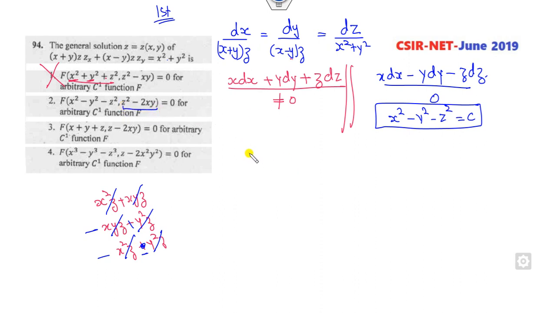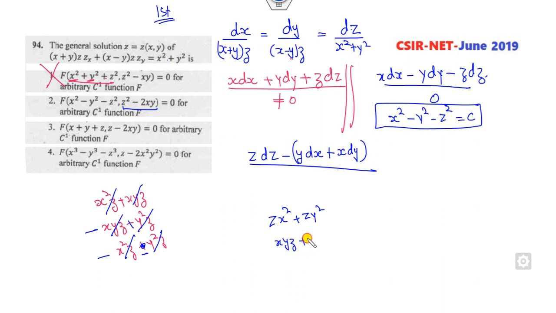So look at here also. Z², how do you make it? z² is z dz. How do you make xy? So xy will only be made when you take y dx and x dy. Fine. So now you can see, multiply this by z, so zx², zy². Multiply this by y, xyz, y²z. Multiply this by x, x²z, xyz, and subtract them. It's a negative, it's a negative, it's a negative, it's a positive.